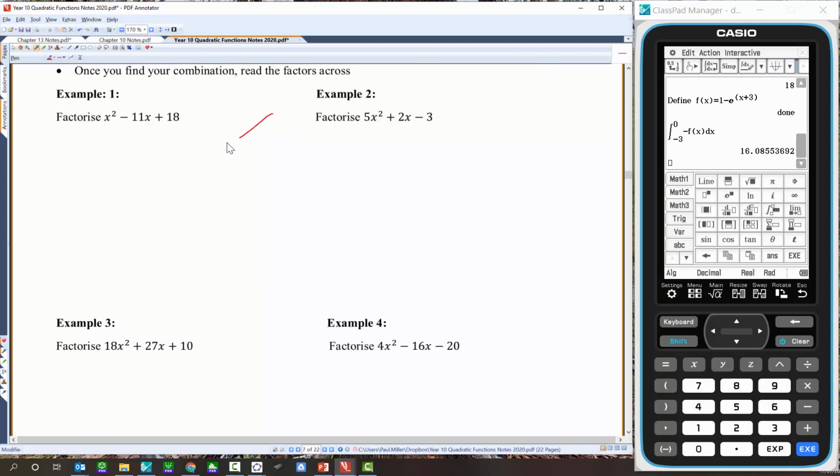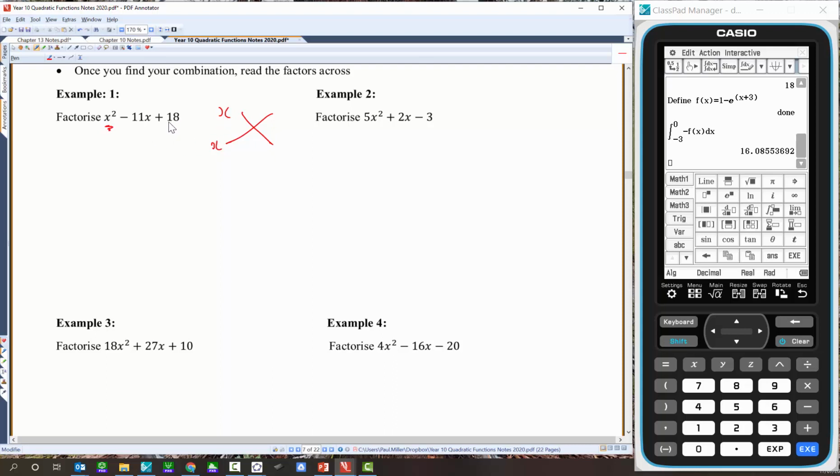So as the name suggests, what we do is we draw up a cross. On this left-hand side, we list the two things that when multiplied together equal this first term here. In this case, it's going to be x and x. It's pretty obvious what it is. Now, on this right-hand side, we list the two things that when multiplied together equal 18. And this is the trial and error part of it. This part can be trial and error as well, but at this stage, I know that it has to be x and x on this left-hand side.